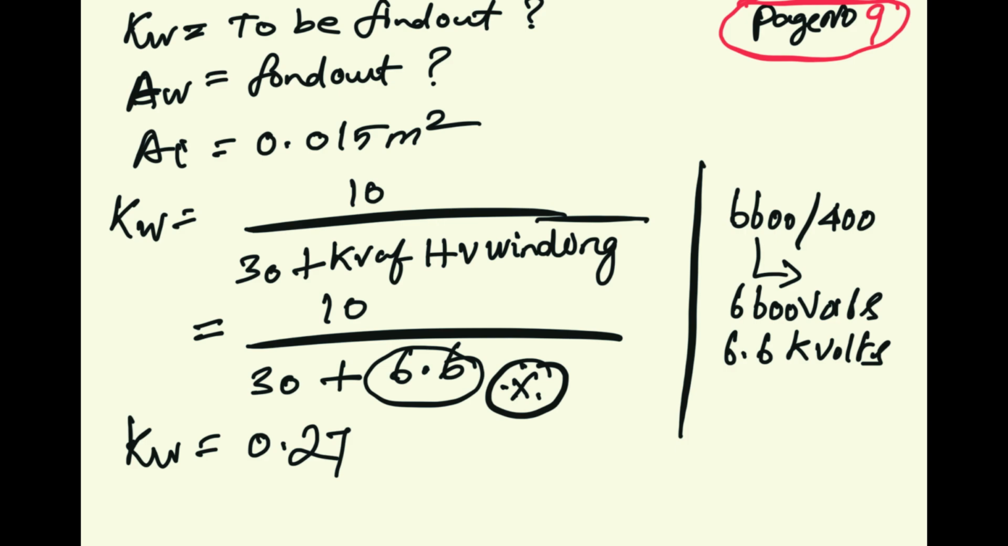Kw and Aw are to be found out. Ai is 0.015 meters squared. Kw formula is 10 divided by 30 plus kV of HV windings. Given values in the question are 6600/400. 6600 volts is the HV, so kV for HV windings is 6.6 kV. So Kw is 10 divided by 30 plus 6.6. Kw value we finally find out is 0.27.